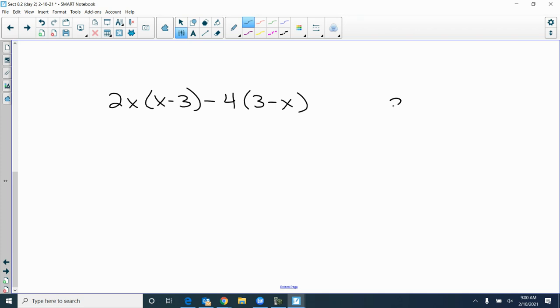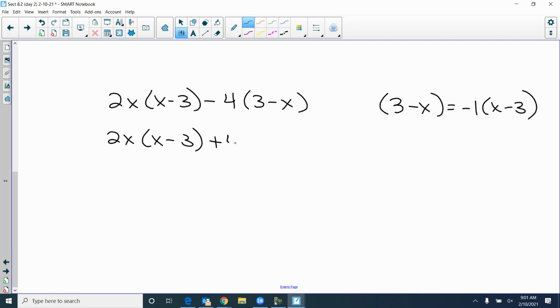So I can take 3 minus x, and I can write it as negative 1 times x minus 3. So how's that going to affect it? The first part isn't going to be affected. Now you got to think, I got a negative 4 here. I'm going to have a negative 1 as well. Those two negatives together are going to become a positive 4. Okay?